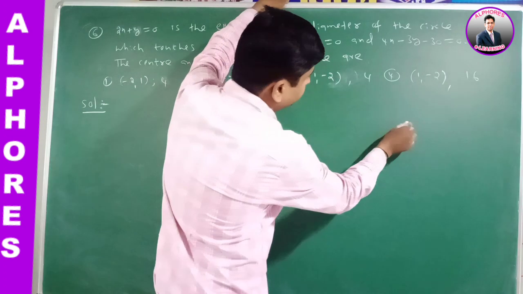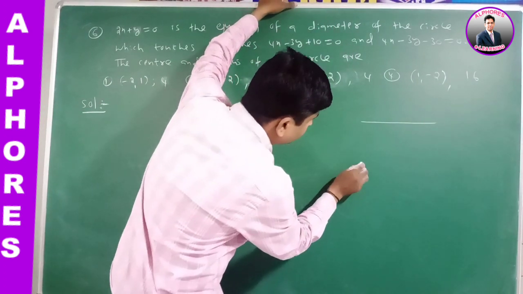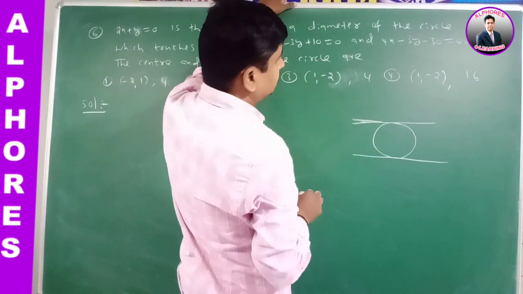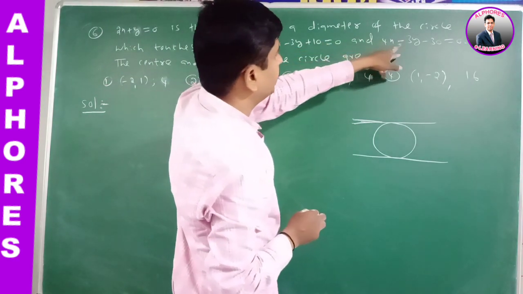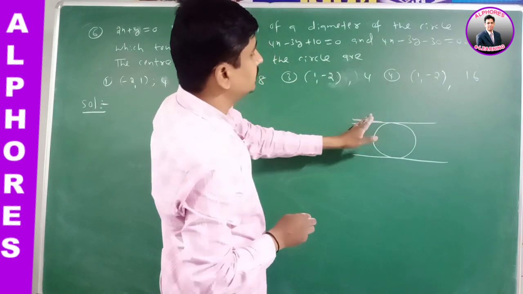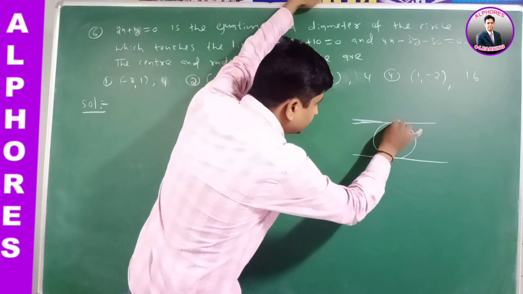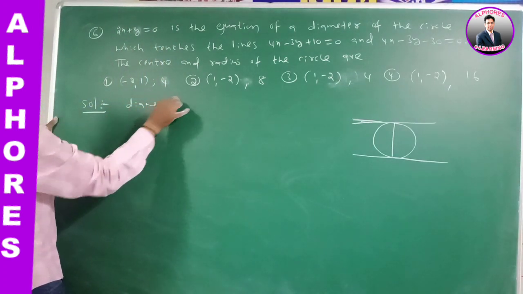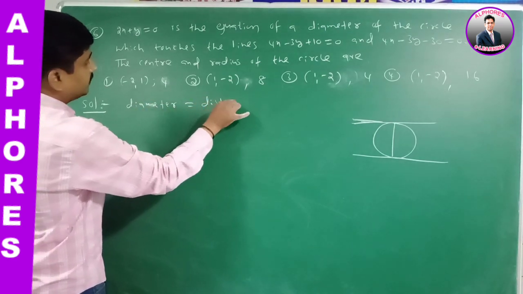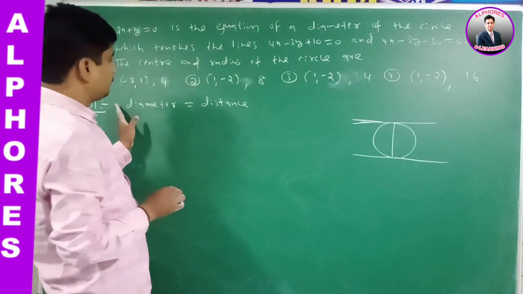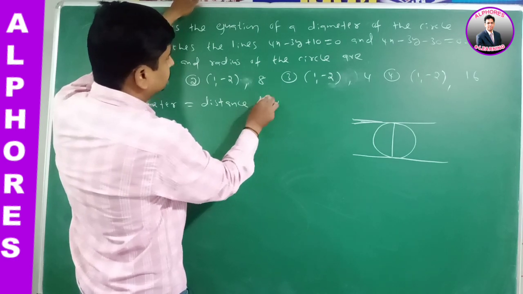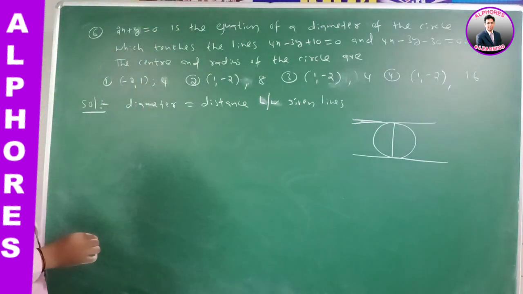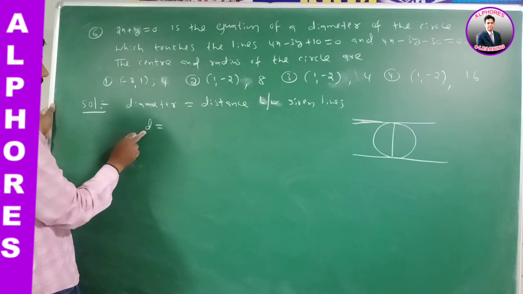Friends, here in the question, the given lines are parallel. The given circle touches the lines which are parallel: 4x minus 3y plus 10 equal to 0 and 4x minus 3y minus 30 equal to 0. These two are parallel lines, and the circle is touching these two lines. Now the length of the diameter of the circle equals the distance between the given lines, which are parallel lines. Let D be the length of the diameter.